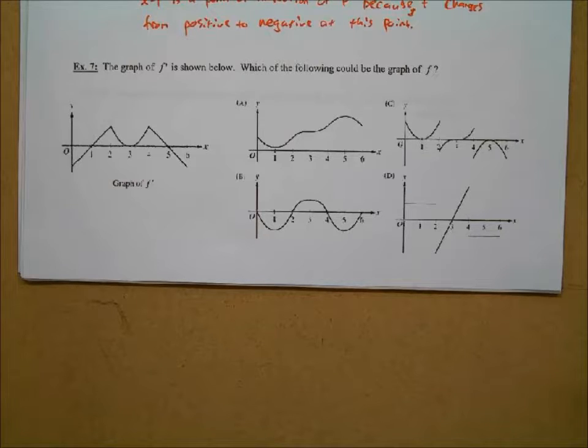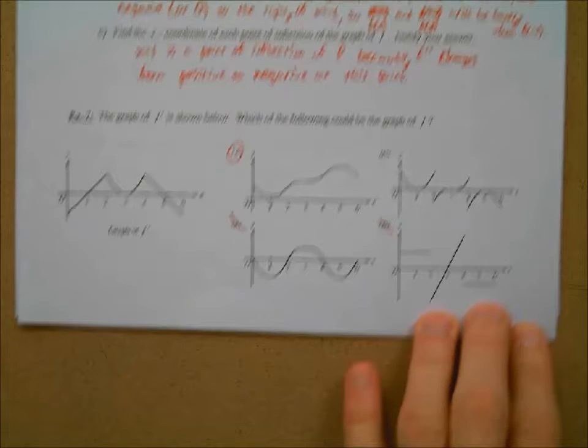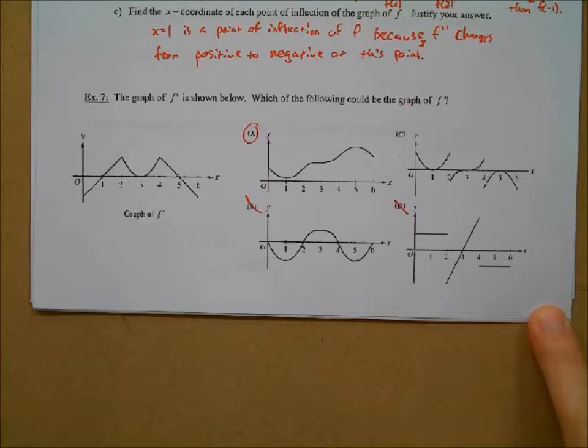So can C be a possibility? No, because it's not continuous. So it's not C. Okay, it's not D either because it's also discontinuous. Okay, so A or B, it is A. Okay, so there it is. A, okay. Questions on why it is A?